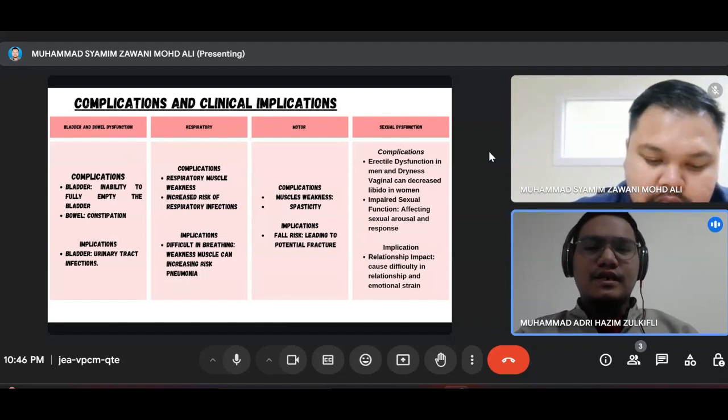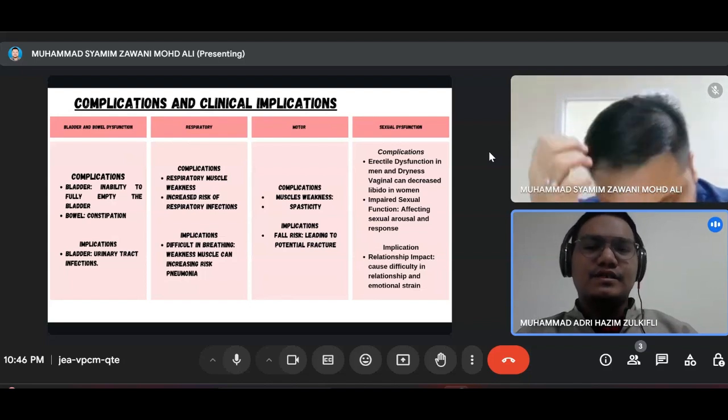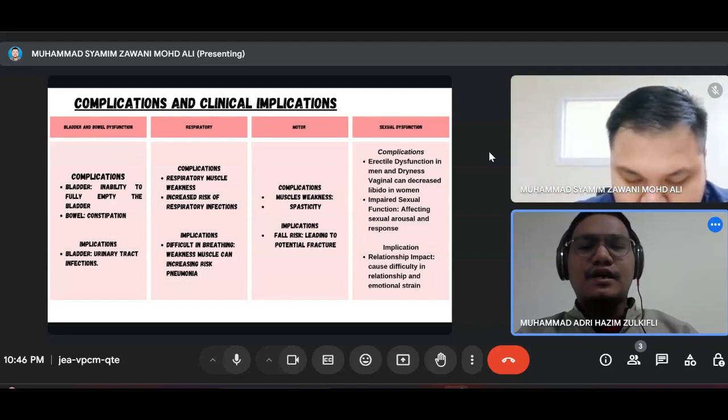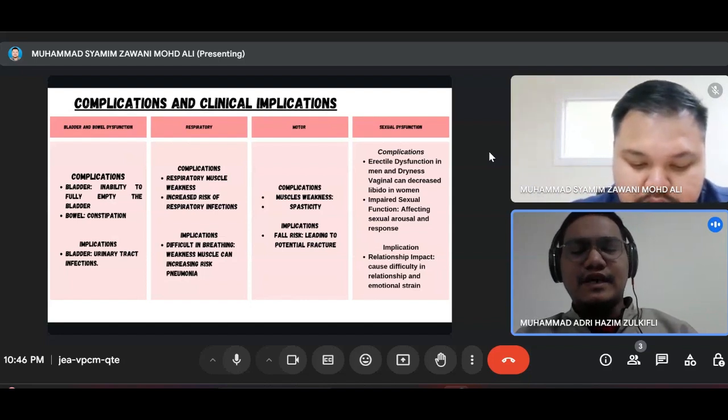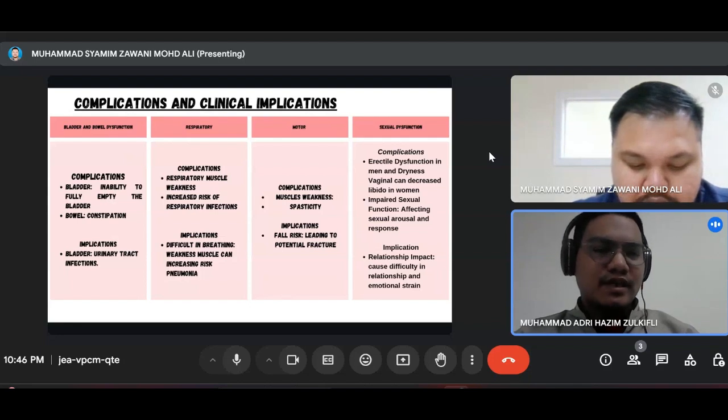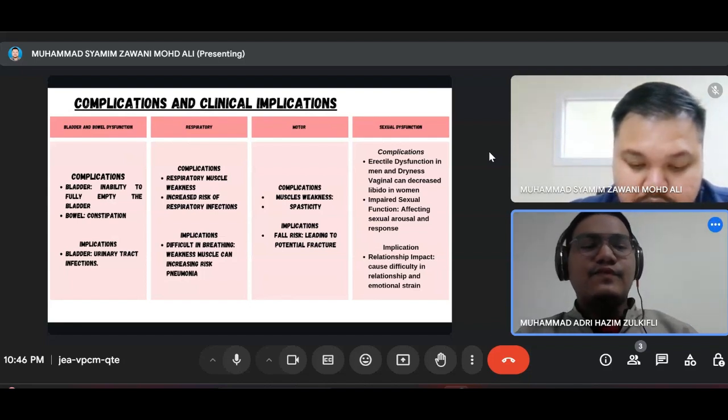Next, we will discuss the respiratory complication, which is weakness of the muscles in the respiratory system. This can also increase the risk of respiratory infection. The implications for the patient are difficulty in breathing, muscle weakness, and an increased risk of pneumonia.